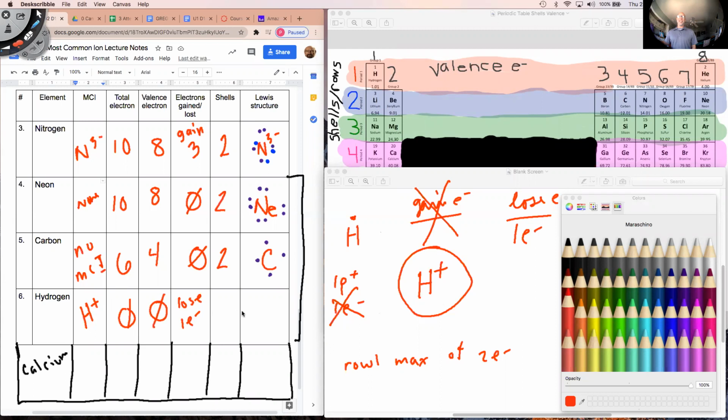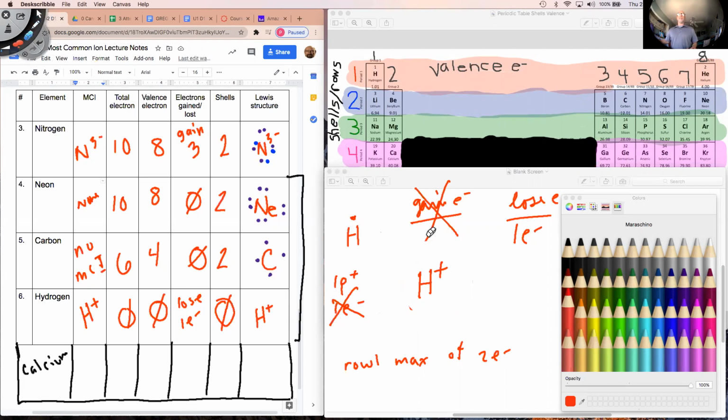It's only one electron it's going to lose. And there are no shells. Why are there no shells? There are no shells because there's no electrons. So hydrogen doesn't have any shells because there's no electrons. And lastly, what would the Lewis structure look like? The Lewis structure would just look like that because there are no electrons going around it.